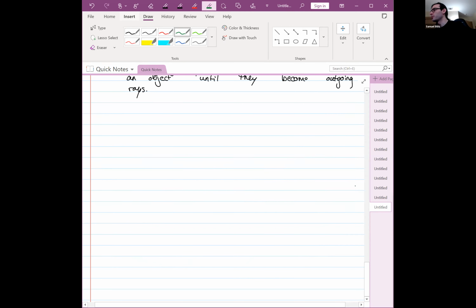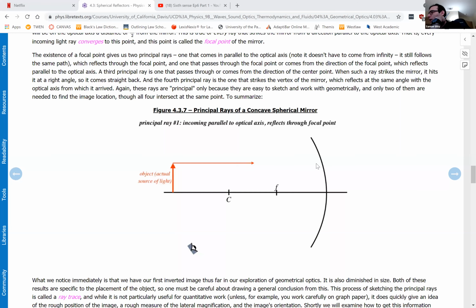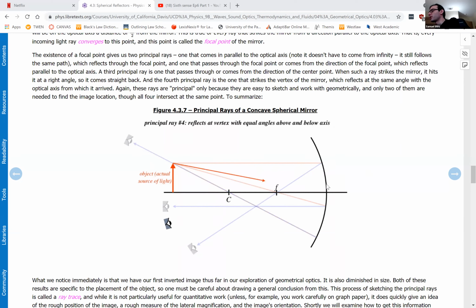Spherical reflectors. Oh, does he not have the principal ray analysis? Okay, here we go. No. Here we go. Okay. All right. Okay, so here we have an object. We're doing our first principal ray, the one that goes out parallel and goes through the focal point. Then one passes through the focal point, comes out through the center. A third one, and then I need to pause this somehow.